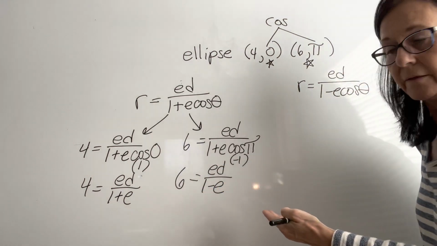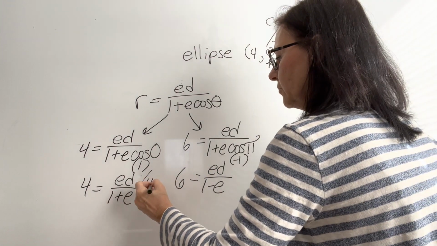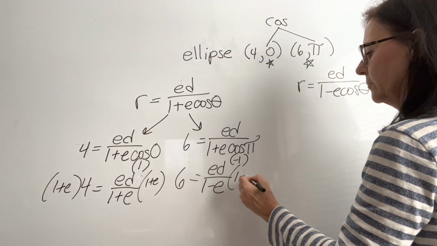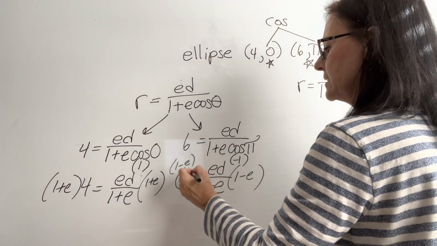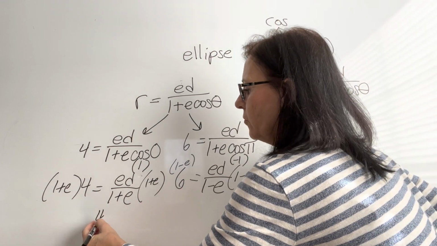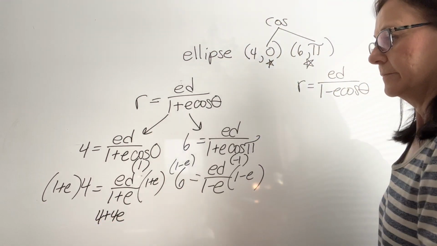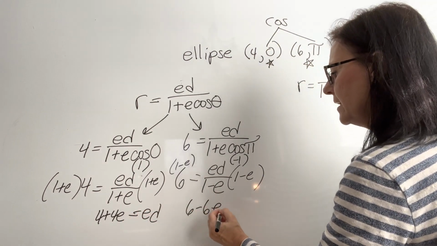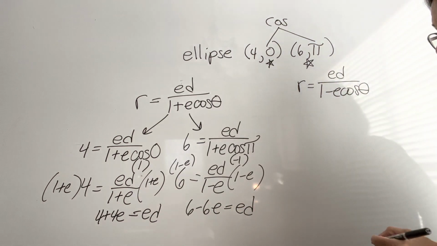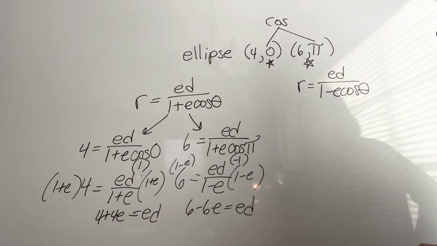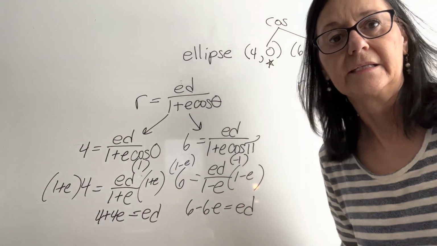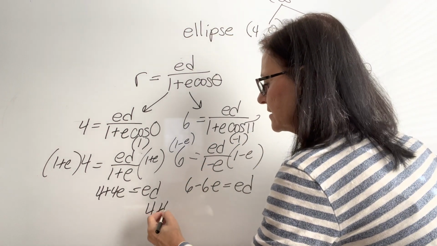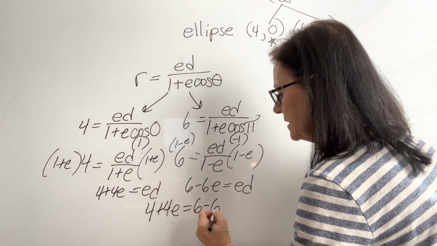All right, we're going to multiply by 1 plus e and 1 minus e on both sides. So this one, 1 plus e, 1 plus e. This one, 1 minus e, 1 minus e. So that I have 4 plus 4e equals ed. And here I have 6 minus 6e equals ed. Now, I have ed equals ed. I can set them equal to each other and solve for e. So I have 4 plus 4e equals 6 minus 6e.